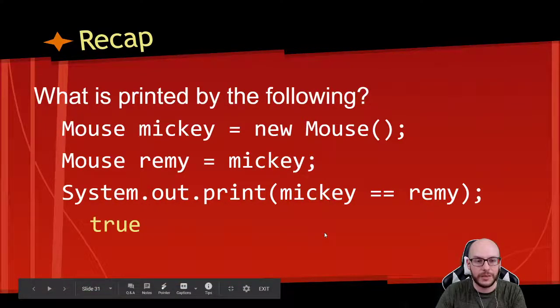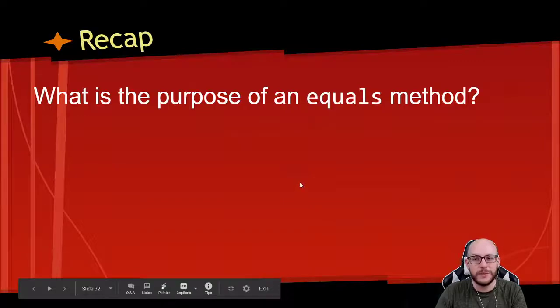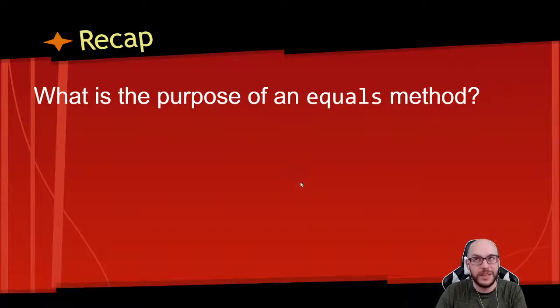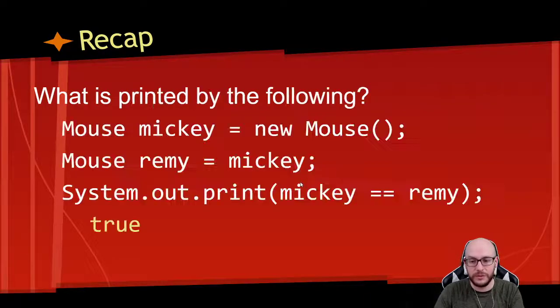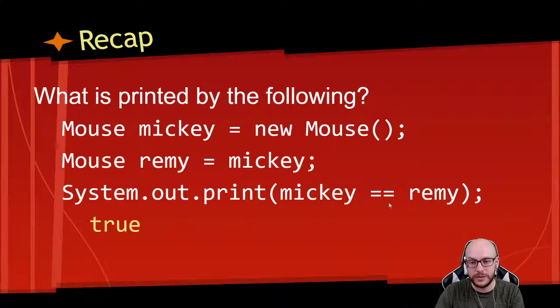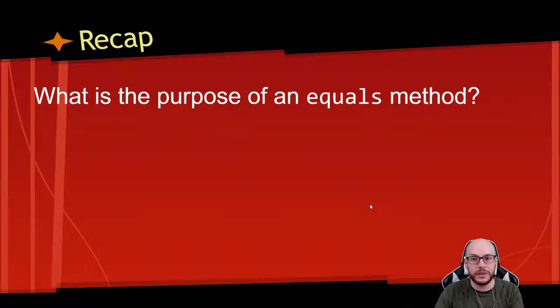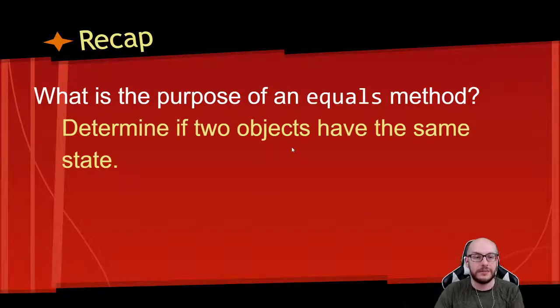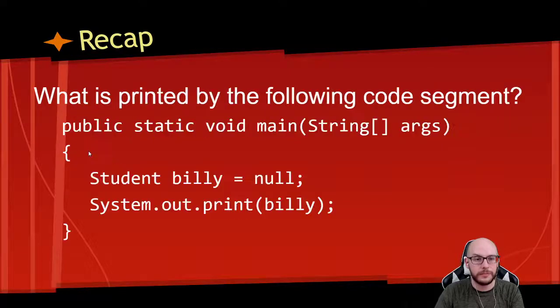What is the purpose of the equals method? Of an equals method, I should say. Well, we saw what the downfall of using this is, right? It doesn't check for equality, it's actually checking for pointers. That's the purpose of the equals method, is to see, are the two objects the same? That is, do they have the same state? Determine if two objects have the same state, and keep in mind when we're talking about state, we're talking about instance variables. Are all the instance variables the same?